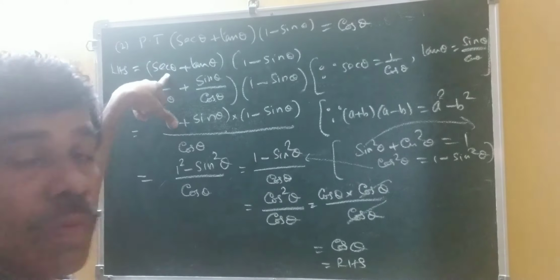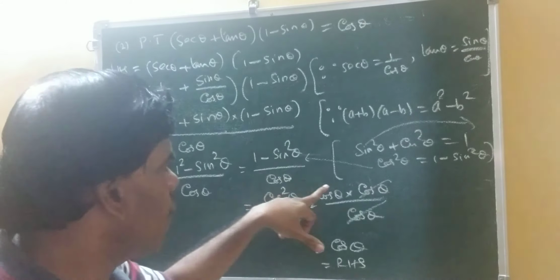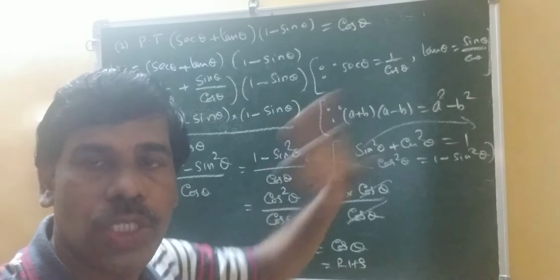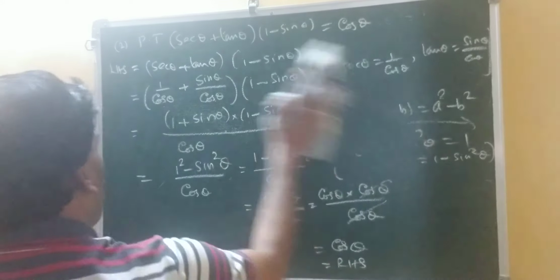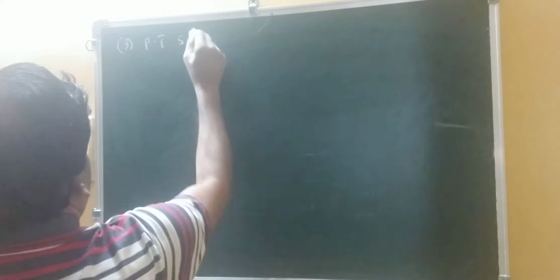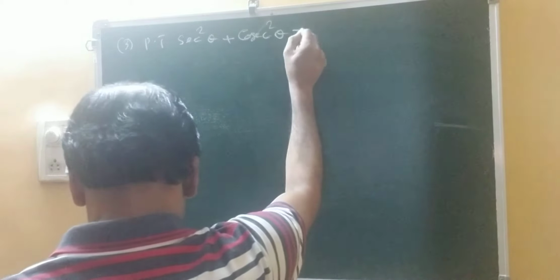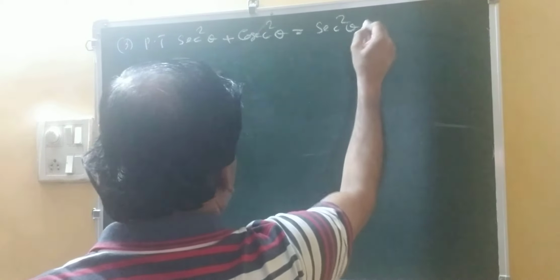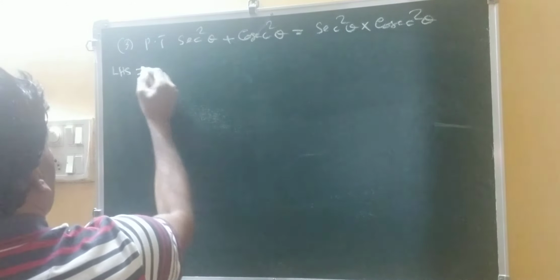Followed what we did? We have written the value of sec theta and tan theta. Then we have simplified and we have used the formula sin square theta plus cos square theta equal to 1, and then we got the answer. Now next one, it is really interesting sum. Next one. Prove that sec square theta plus cosec square theta equal to sec square theta into cosec square theta. See, it is very interesting sum.